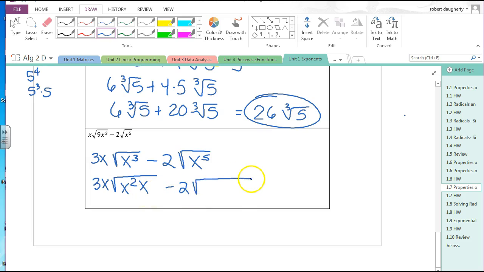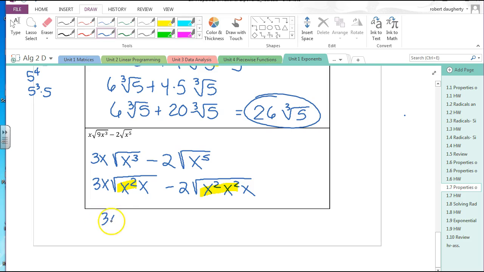How am I going to rewrite x to the 5th? x squared times what? x squared times x. Okay. So what's the perfect square in the first radical? x squared. And then I see perfect squares over here in the second radical. So what's the square root of x squared? x. So that comes out.